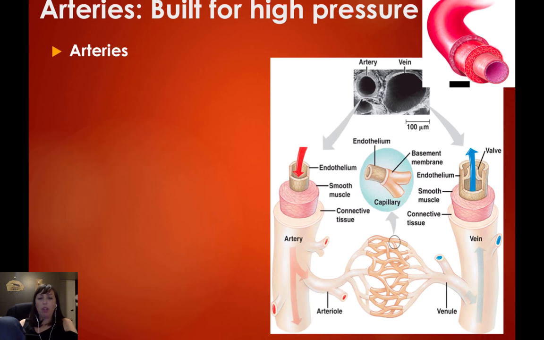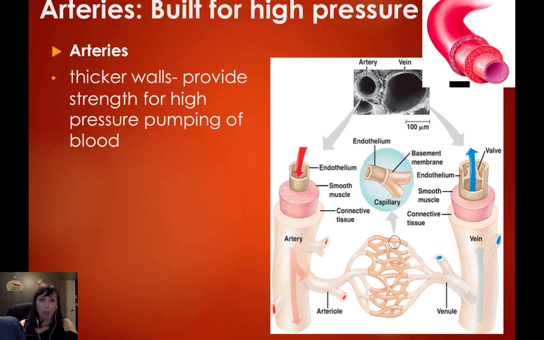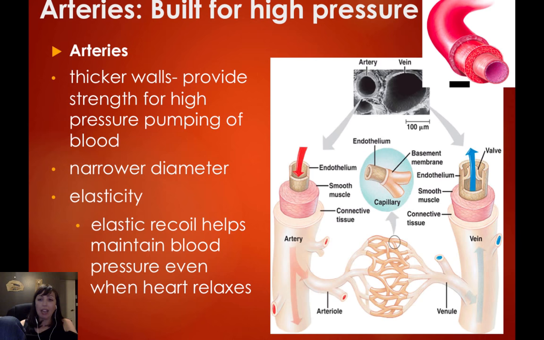Okay, so let's start with arteries. Arteries are built for high pressure. They have thicker walls, which provide strength for high pressure of pumping blood. They have a narrower diameter, and they have a high level of elasticity. So they have this elastic recoil, which really helps them maintain blood pressure even when the heart relaxes.